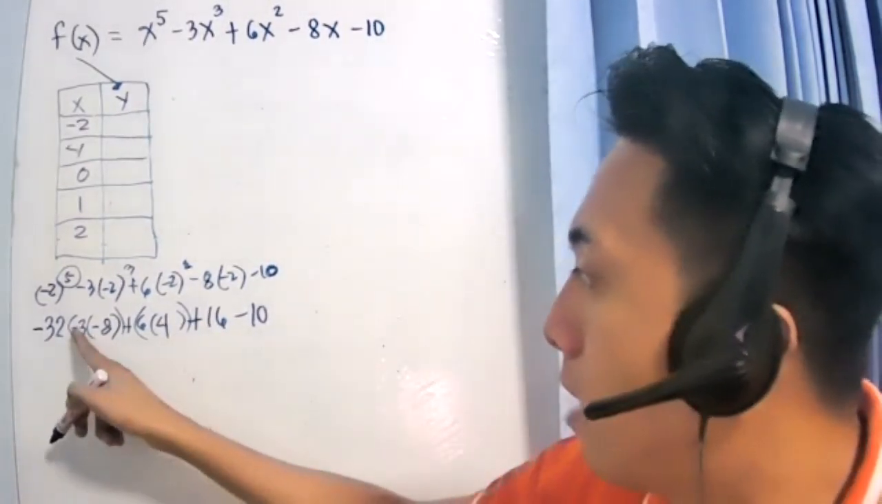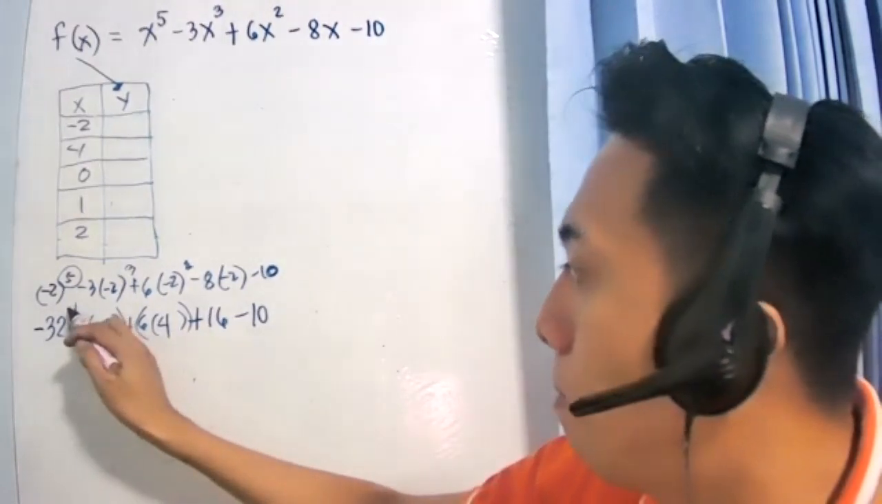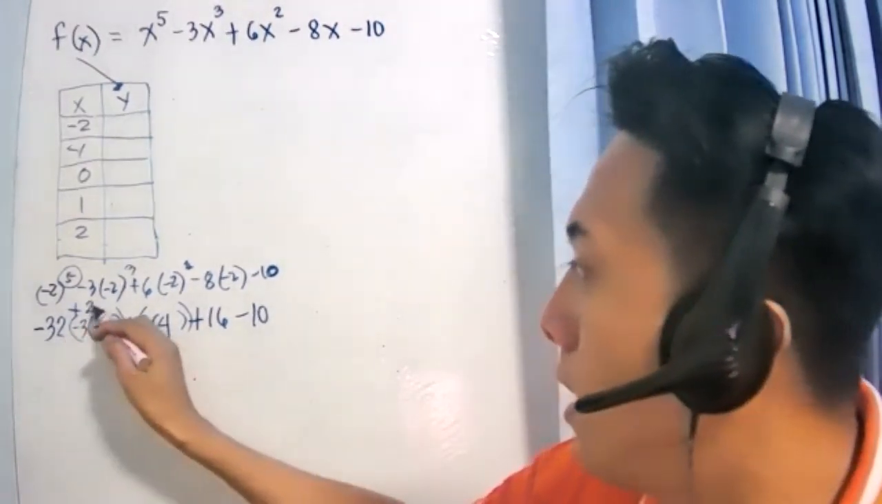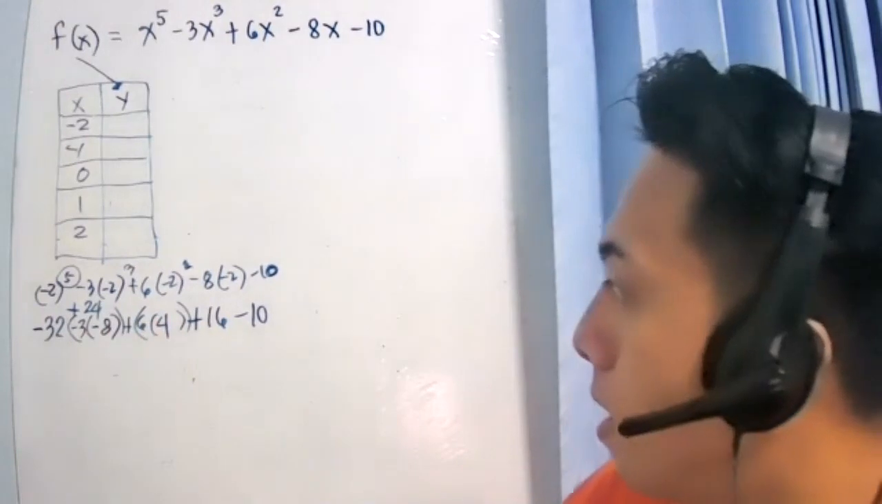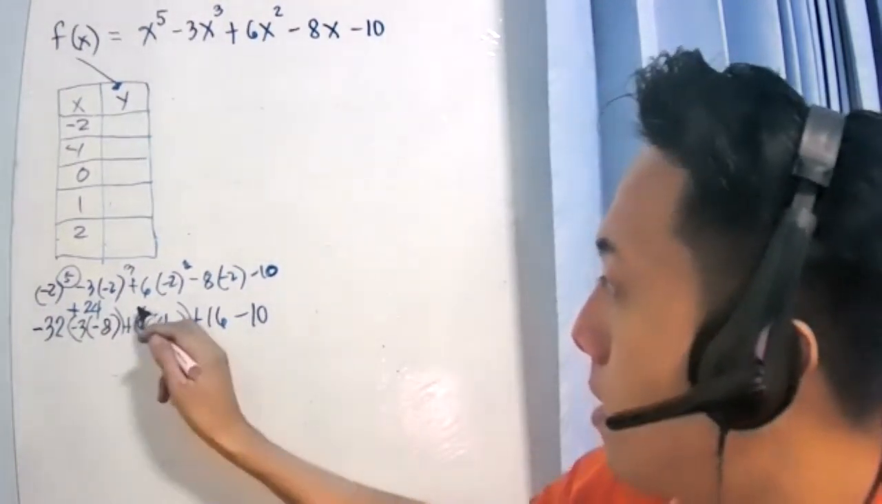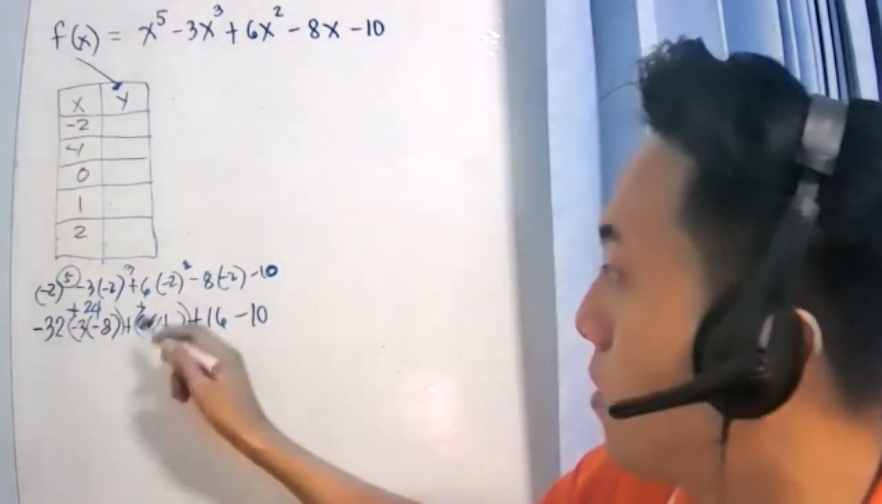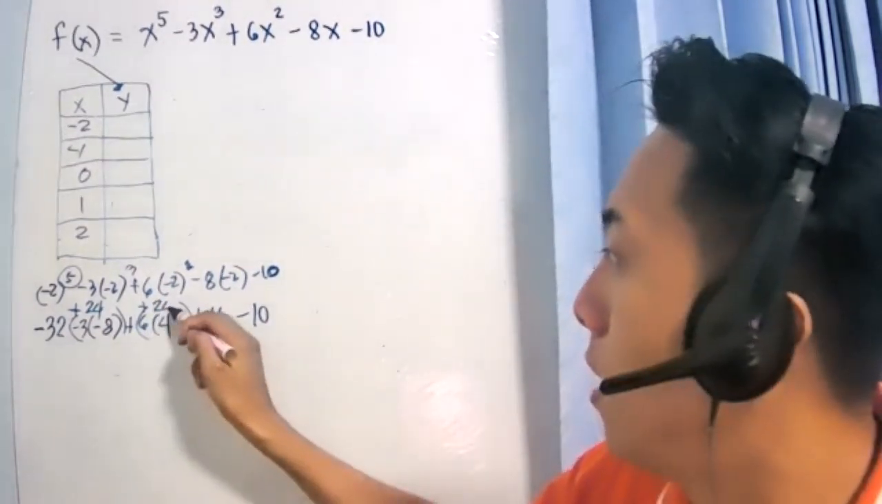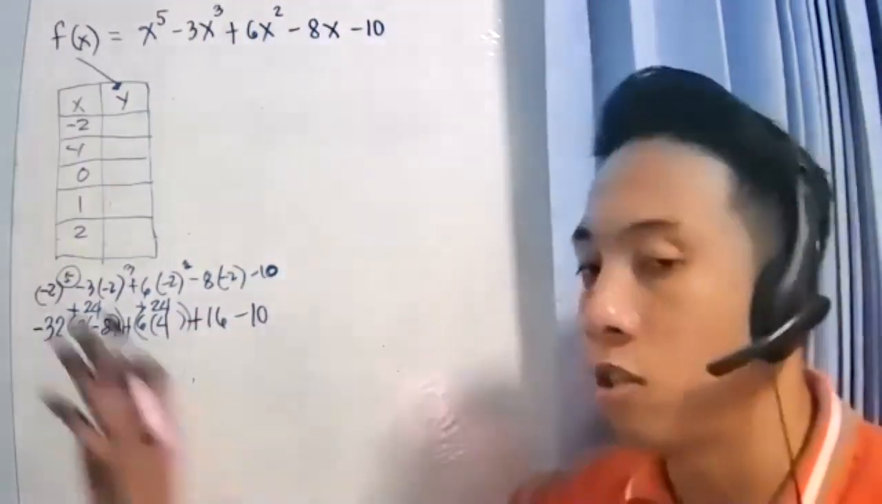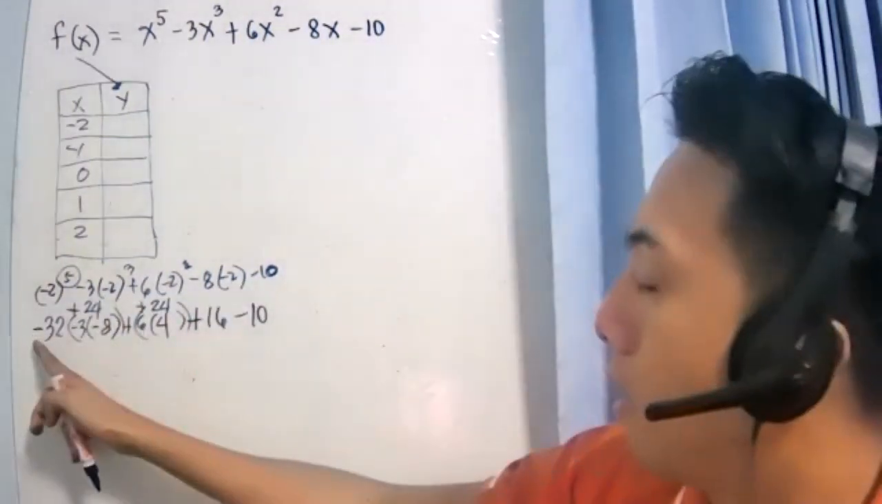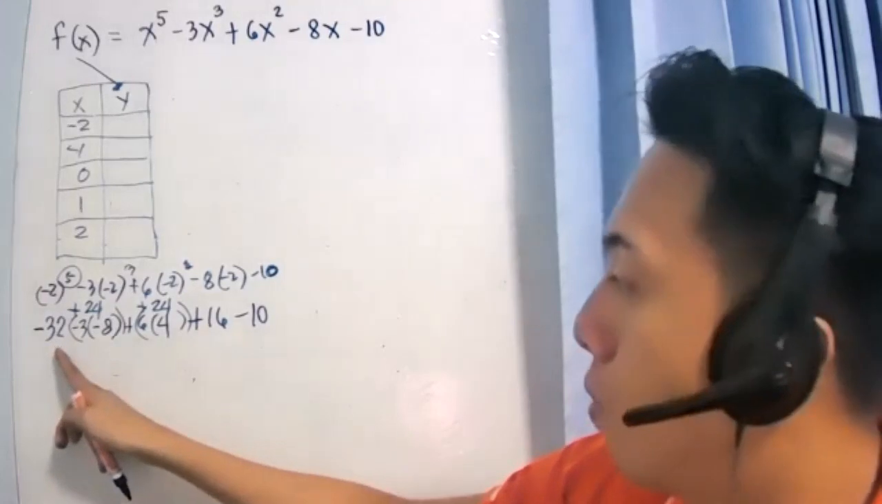Now this one, negative times negative, it will become positive 24. And then this one is still plus, since they are both positive. So 4 times 6 is also 24. Ayan. Sabihin natin siyang isolve. -32 plus 24.